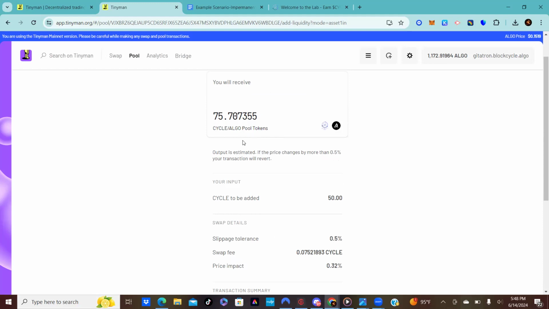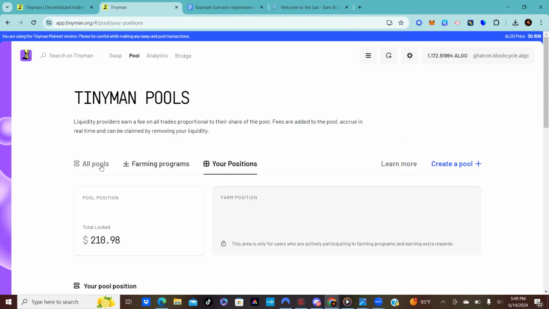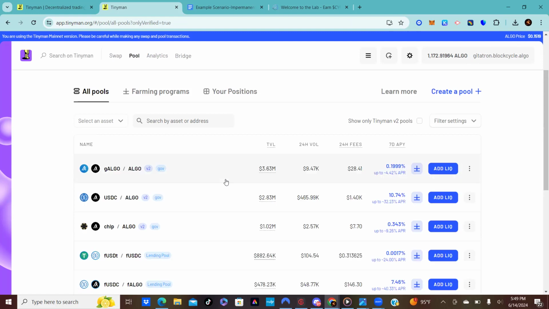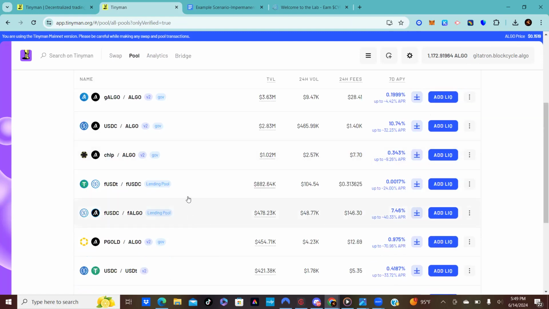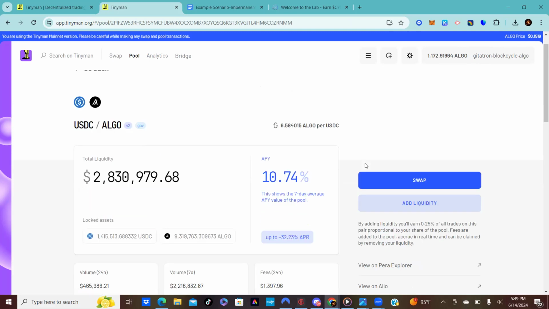Now, if it were not to do this, it could cause some disadvantages. It could lead to imbalances in the pool, causing the price of the Cycle token to go down if too many Cycle tokens are added without matching the Algorand tokens. It wouldn't matter if we were doing it with, let's say, another type of token. It doesn't matter if it's Algorand or Cycle, or let's look at the Algorand USDC liquidity pools, all right?